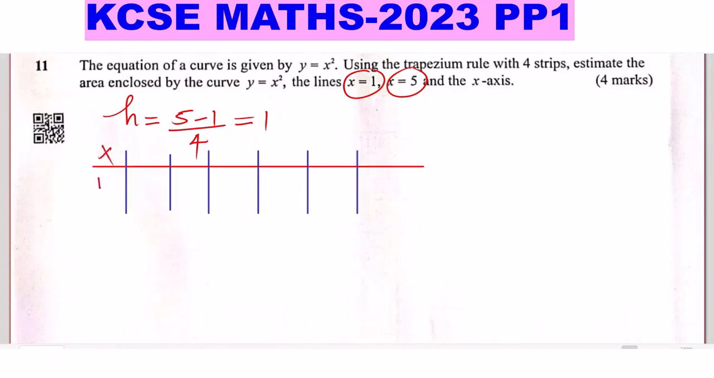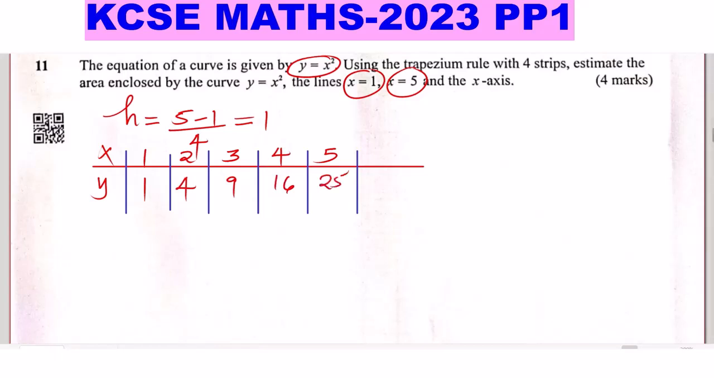So this is x, this is y. From 1, the height is uniform, to 2, to 3, to 4, to 5. The interval of the height is 1. Then from there we can use the function to get the values of y. So when x is 1, what is y? We're using this function, y equals x squared. So in order to get y, we simply need to square the x. When x is 1, 1 squared is 1. Then 2 squared will be 4. 3 squared will be 9. 4 squared will be 16. 5 squared will be 25.